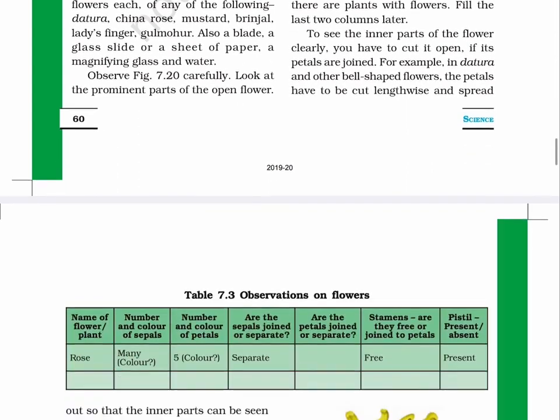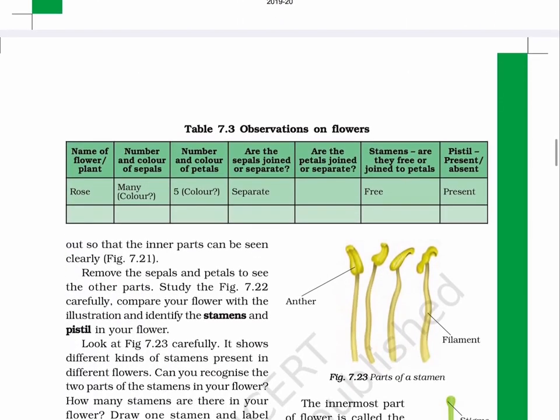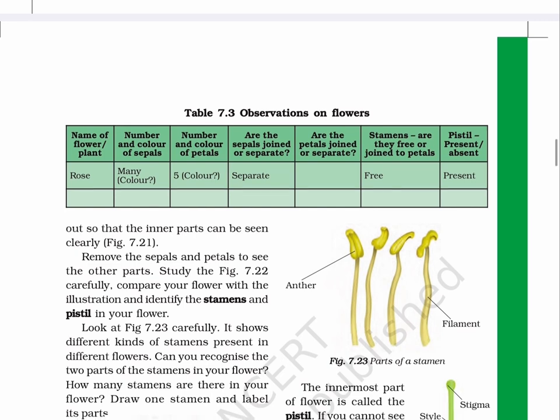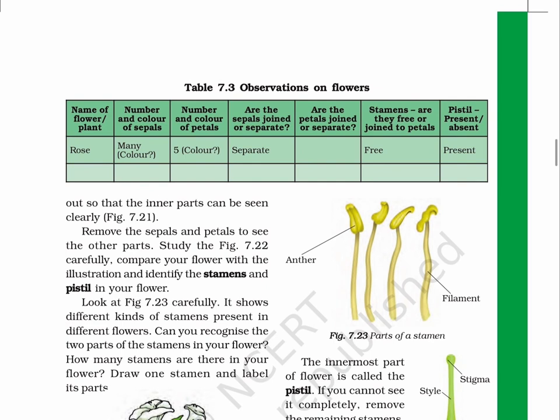To see the inner parts of the flower clearly, you have to cut it open if its petals are joined. For example, in datura and other bell-shaped flowers, the petals have to be cut lengthwise and spread out so that the inner parts can be seen clearly. Figure 7.21. Page 61. Table 7.3.